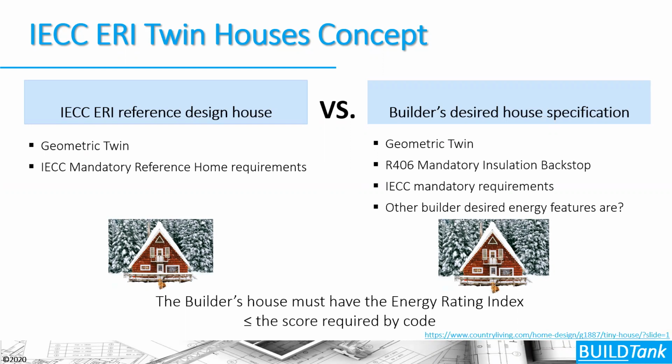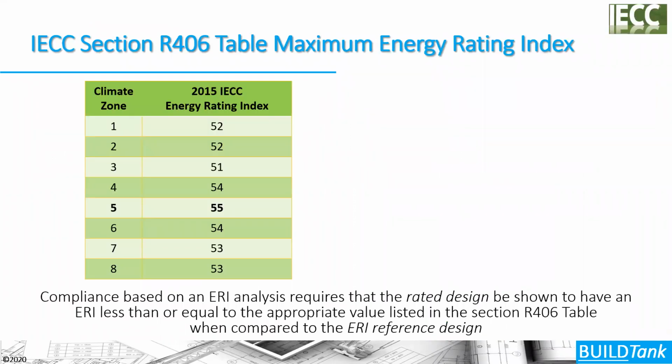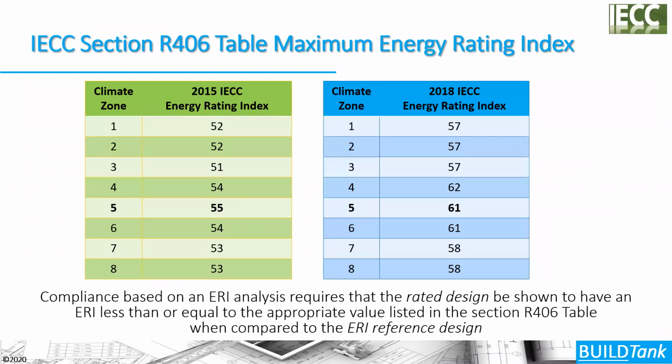And so ultimately what we're trying to determine is that the builder's house has to be equal to or better than the reference home in the code here. So the software is being used to define what the builder's energy rating index is compared to this reference home. In the 2015 IECC, the energy rating index that builders had to meet was defined by this table. And that changed slightly in the 2018 IECC.